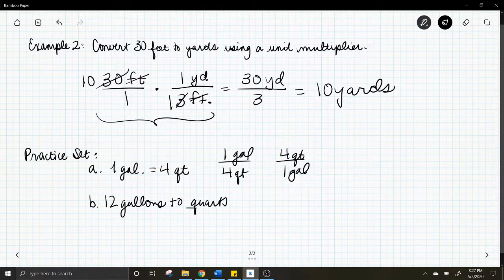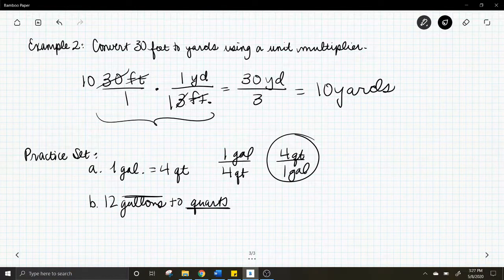So if we're moving to quarts, this needs to be my numerator. Gallons needs to be my denominator. So we will use this one, 4 quarts over 1 gallon. Okay, so I hope that helped.